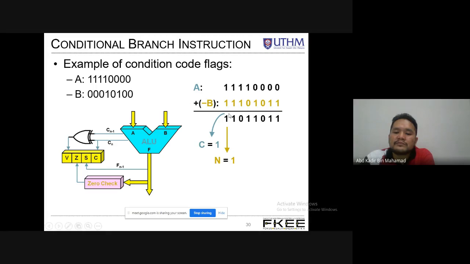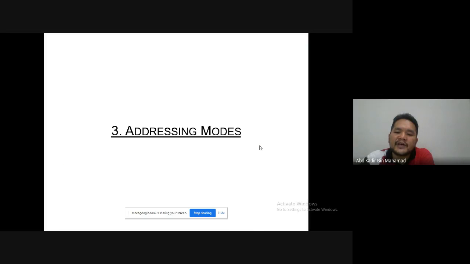Negative: yes, the negative flag is at the MSB, and because the value is 1, it's negative. Is it overflow? No, because this is not a signed number. Is it zero? No, not zero. If all bits are 0, then Z is equal to 1. Okay, so this is how the conditional branch instruction operation works. If you want to ask, you just interrupt me. Okay.